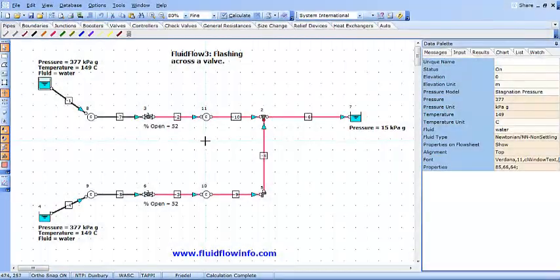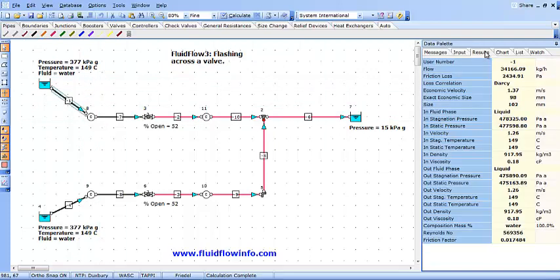This final model shows how FluidFlow can automatically detect changes in fluid phase state and apply the appropriate pressure loss correlation. In this case, we have two system inlet points, both of which are defined as water at a pressure of 377 kPa(g) and a temperature of 149 degrees C. If we view the results for the pipes upstream of the ball valve, we can see that the fluid is in the liquid phase, and the software has automatically applied the Darcy pressure loss correlation.